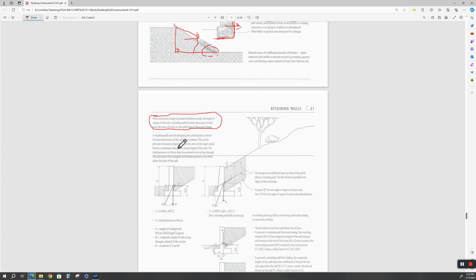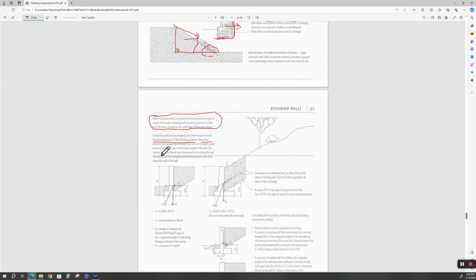A retaining wall must be designed and constructed to resist the lateral pressures of the soil being retained, both the static soil and the dynamic soil pressure. Now, how is soil going to be dynamic? I'm not talking about an earthquake. I'll tell you in just a second. It's probably not in the book, but I'm going to tell you anyway. You paid money for this course.